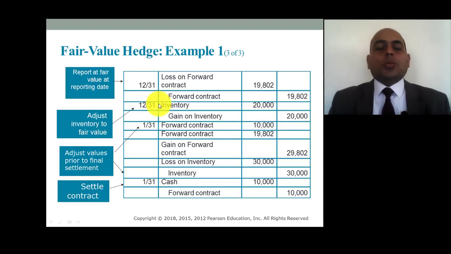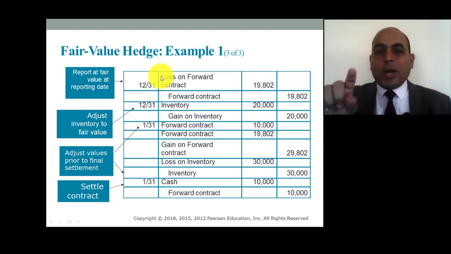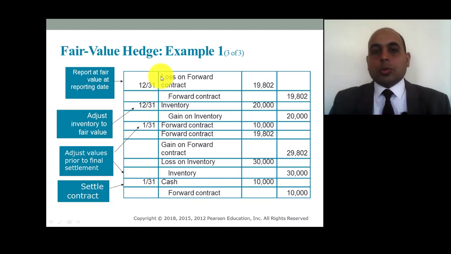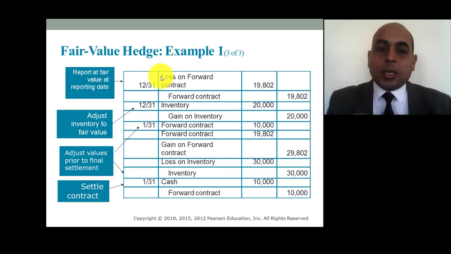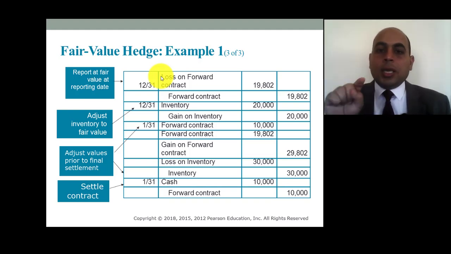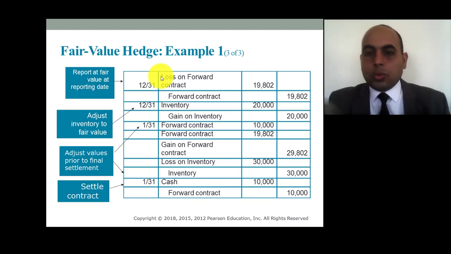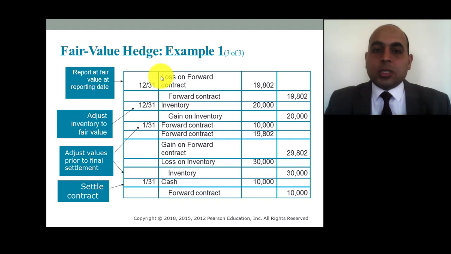Here, as we discussed a minute ago, we have 20,000 as loss because of entering into the forward contract, where the price of the sold inventory increased from 90 to 92, and we calculated the present value of this amount of loss. So loss on forward contract is 19,802. On the other hand, the forward contract will be credited by 19,802.